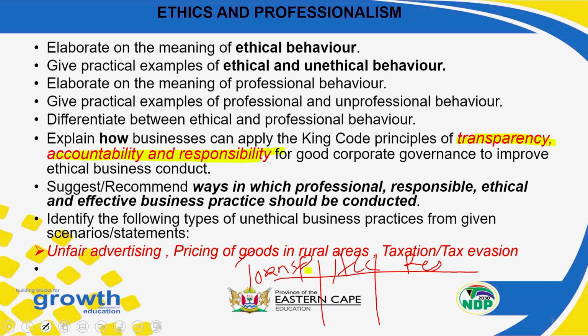This one is a higher order question. It means you need to elaborate the facts here. And also you must be able to identify the following types of unethical business practices from given scenarios. With the identification of those, you need to first know them. It's unfair advertising, pricing of goods in rural areas, taxation or tax evasion.